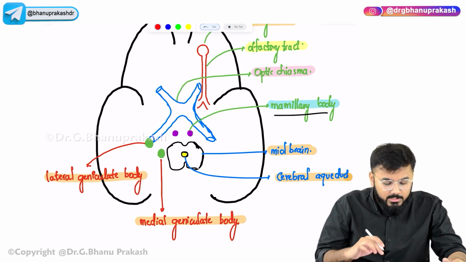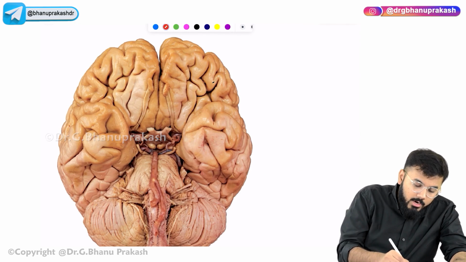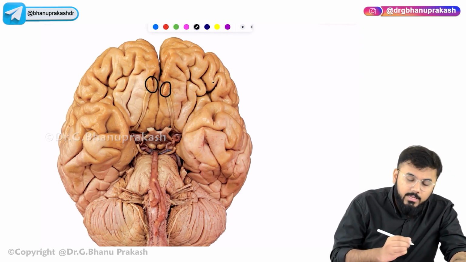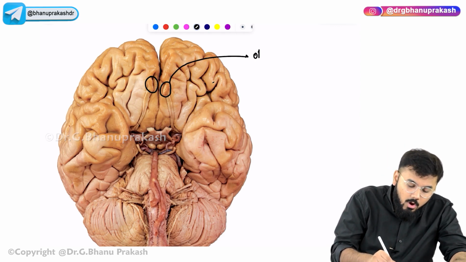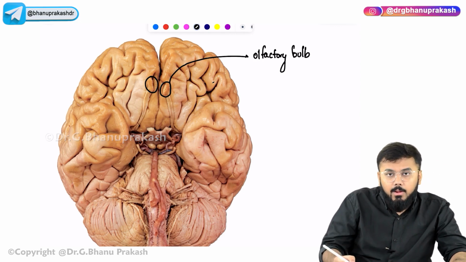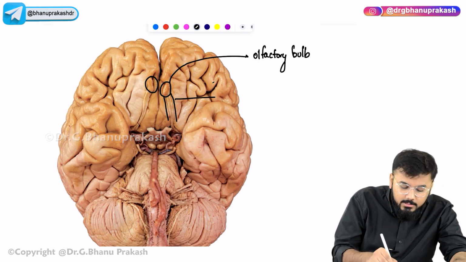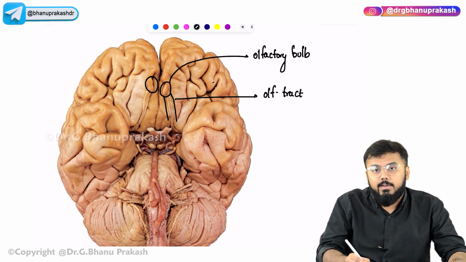Now, why am I telling you these things is that you have to locate these things in a real cadaver, right? Now, let us look at the structures and locate these structures over here. What are the important structures? You can see some small rounded structures on both the sides over here. These rounded structures on both the sides are nothing but your olfactory bulb. This is your olfactory bulb. And hanging down from the olfactory bulb, you see this part, this is called the olfactory tract. This is your olfactory tract.